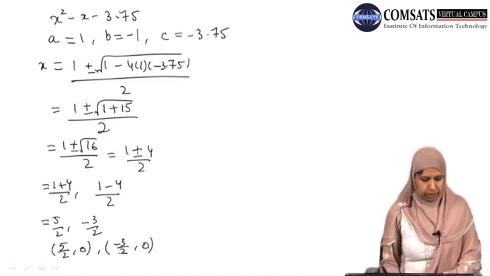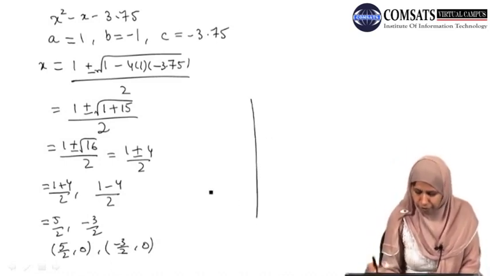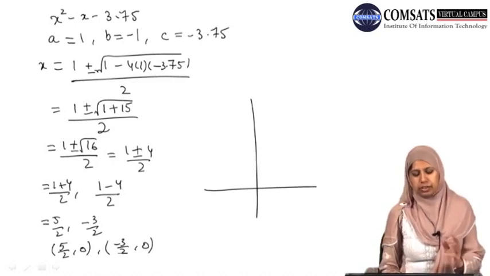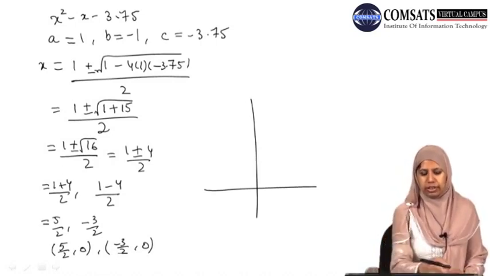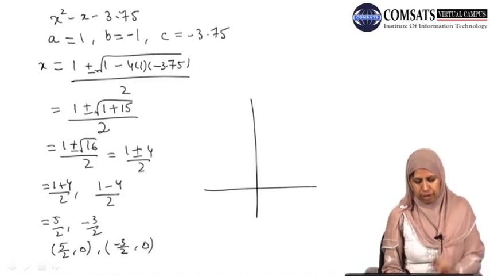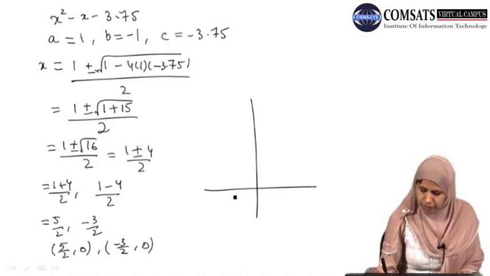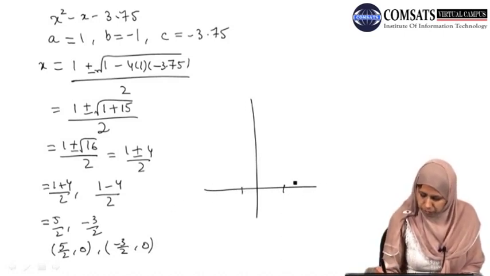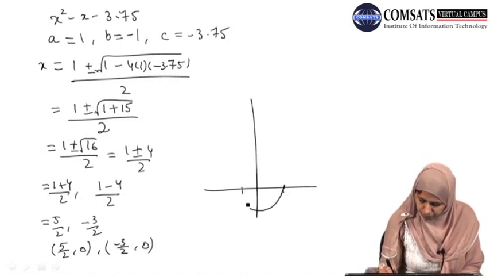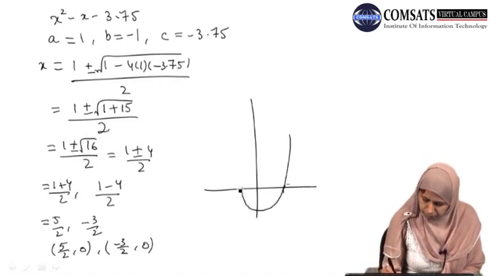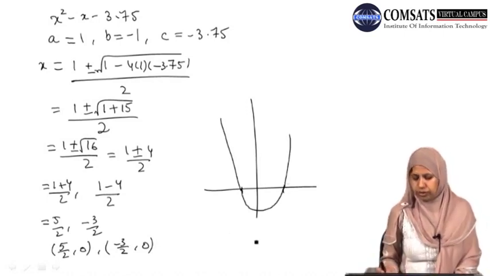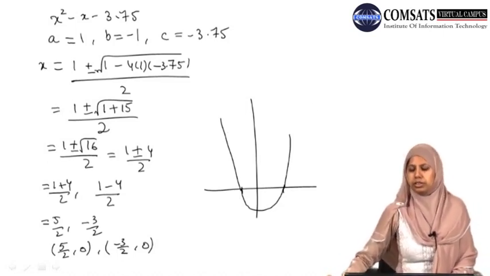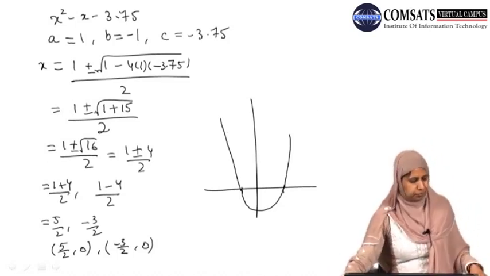Okay, and what will be the graph? Is it concave up or down? a is 1, positive, concave up. When y is 0, x is 5 by 2. When y is 0, x is minus 3 by 2. So this will be the graph of our quadratic function, a rough sketch.